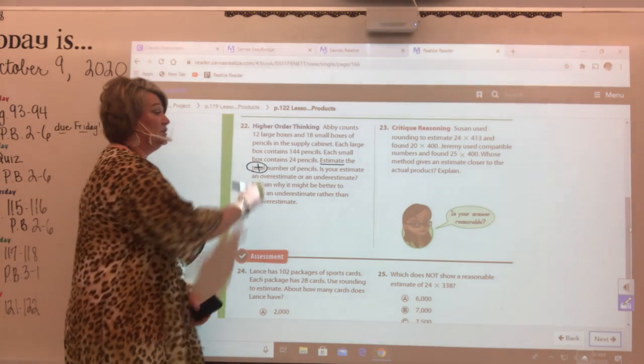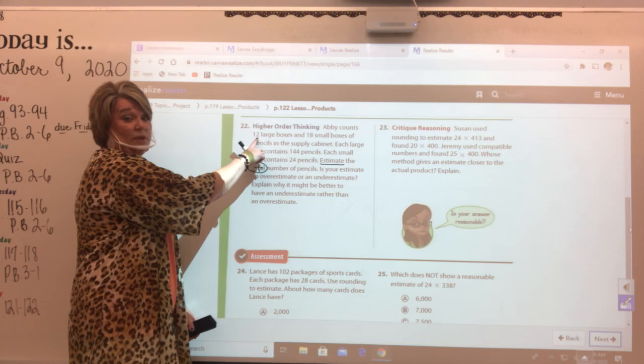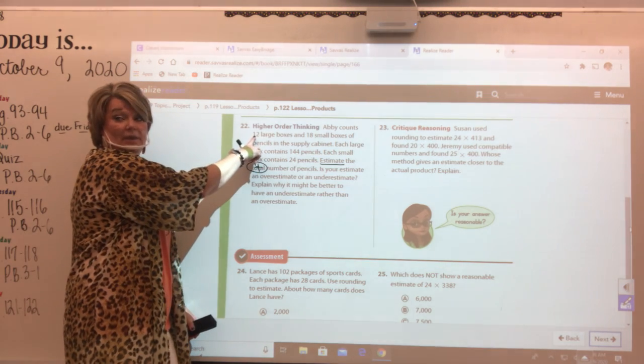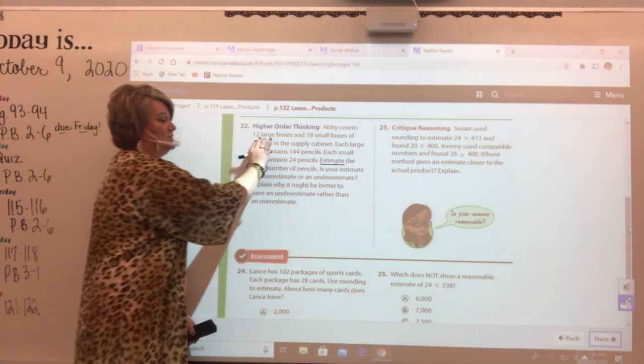Oh, I haven't heard it yet. I told you to leave it because you know you're 12. So I think that should stay, okay? So we're just dealing with the large boxes.